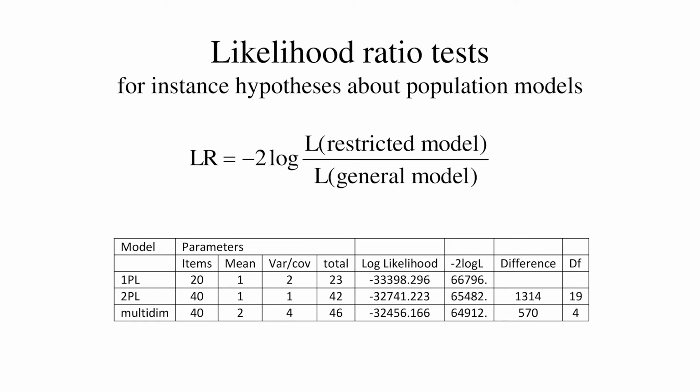So that gives us a second test. We could test, for instance, the 2PL against the multidimensional model. And here we count the number of free parameters. And we get a likelihood ratio statistic. And we get the degrees of freedom. And also in this case, the 2PL is rejected against that more complex model, so that more complex model has more statistical evidence for it.